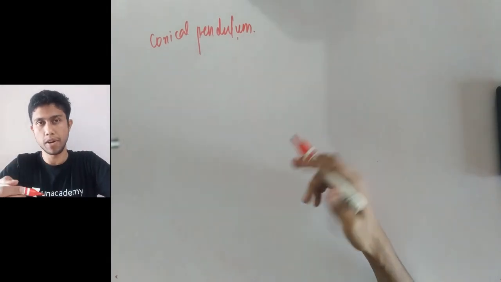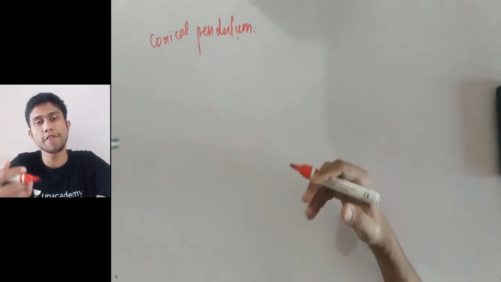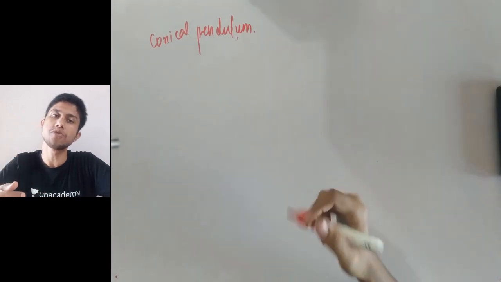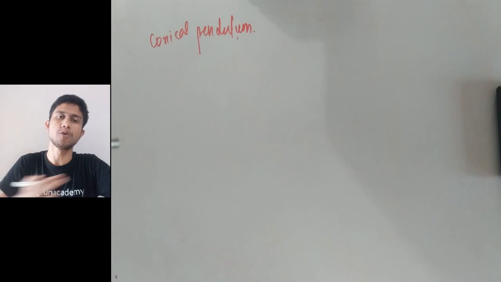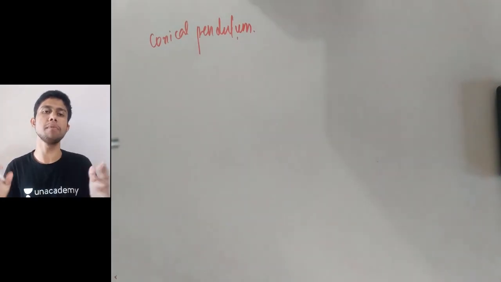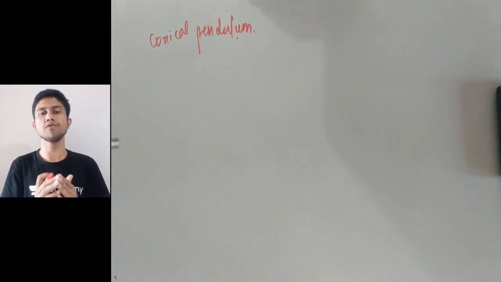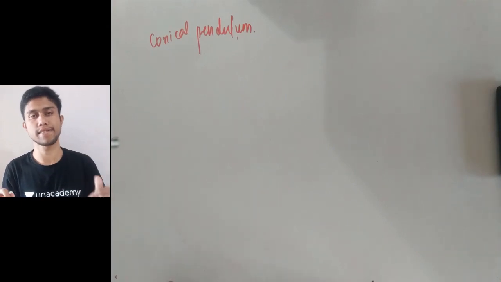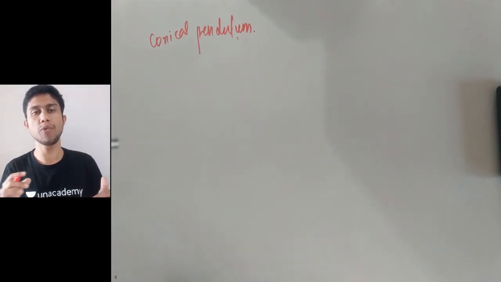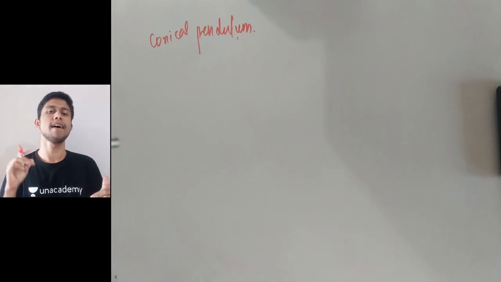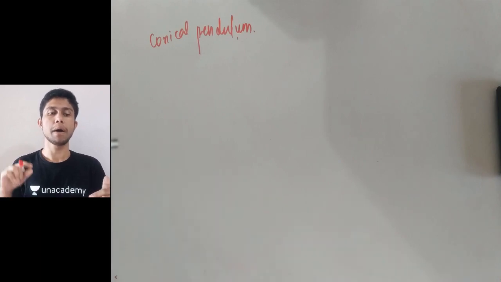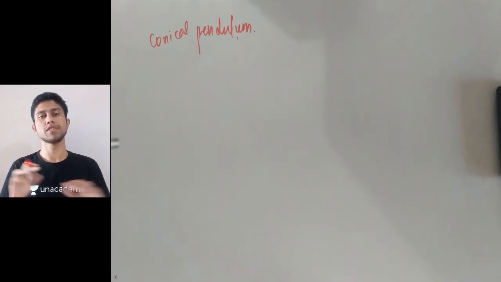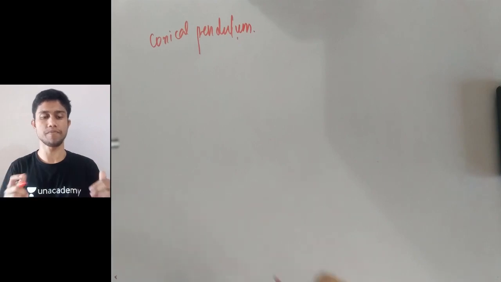So conical pendulum. How is a conical pendulum different from a simple pendulum? I know a simple pendulum performs a motion to and fro. So this is a two-dimensional motion in which the ball moves in the x-axis and y-axis. But a conical pendulum is the one which moves in the x-axis and z-axis. This is also two-dimensional, but the trajectory it makes just circumscribes a cone.